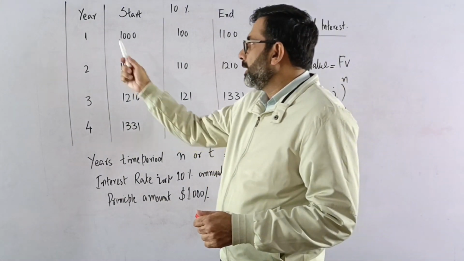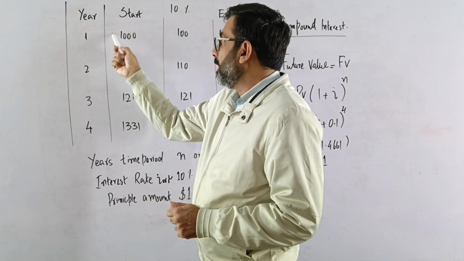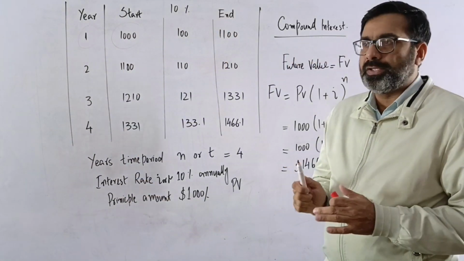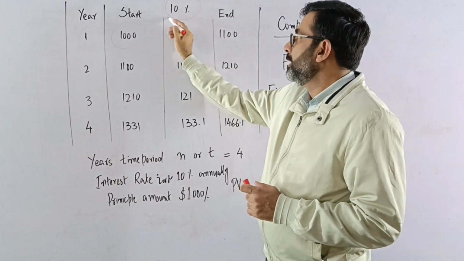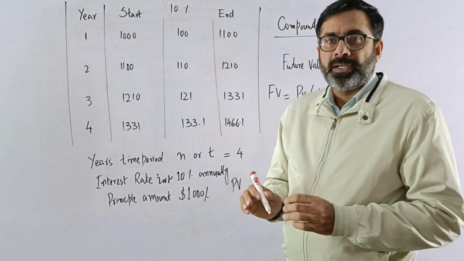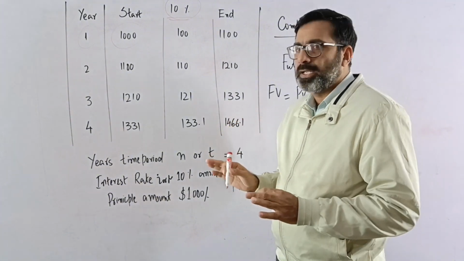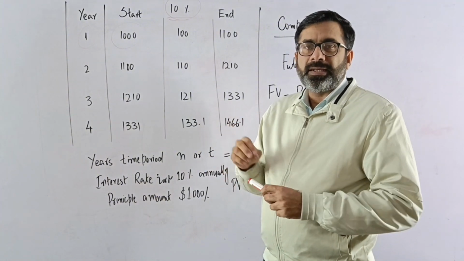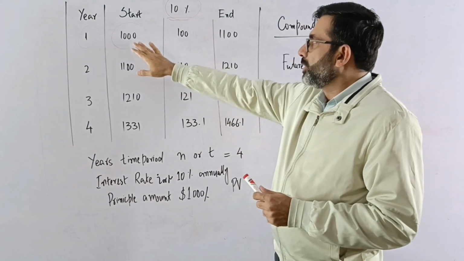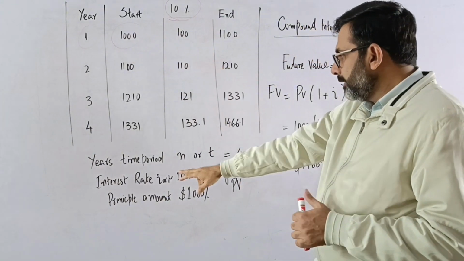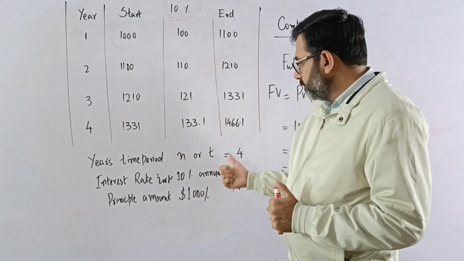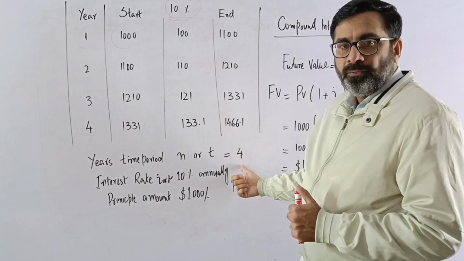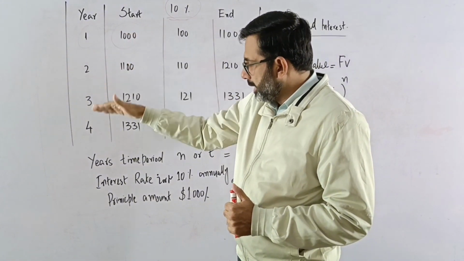Let's say that you are in year one and you have an amount of $1,000 with you, and currently the rate of interest is 10%. All these values are used just to make things very simple. So 1,000 you have invested. Now the time period may be 1 year, 2 years, 3 years, 4 years. So we are assuming here the time period is 4 years. So 1, 2, 3, and 4.